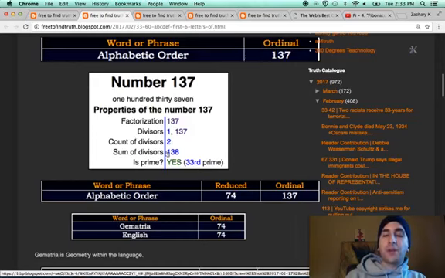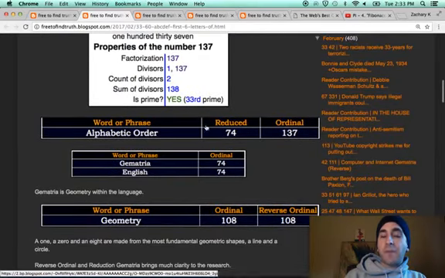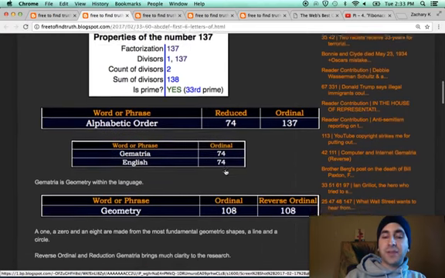Alphabetic order 137, the 33rd prime number. Prime number relationships are very important in this study. With regards to alphabetic order also summing to 74, notice that gematria and English sum to 74.